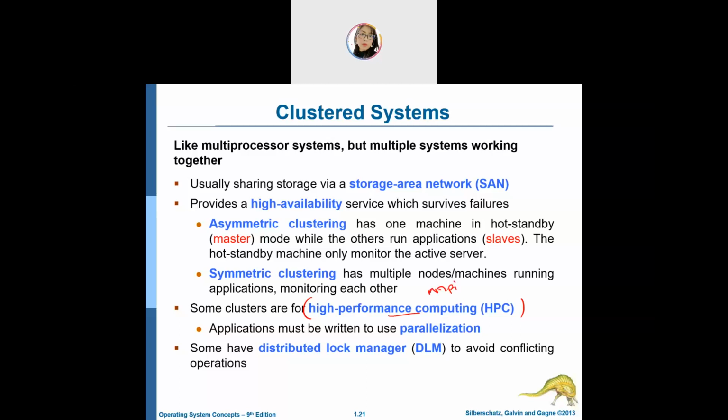MPI. Another one is what? There are 2 things that you're going to learn under high performance computing. Okay, before we go until here, this is about network.